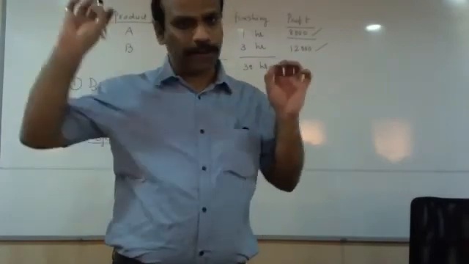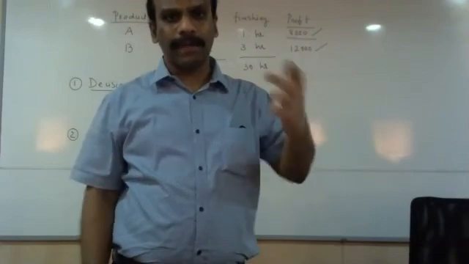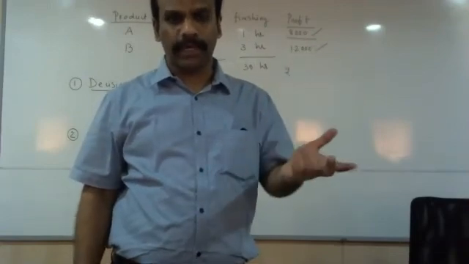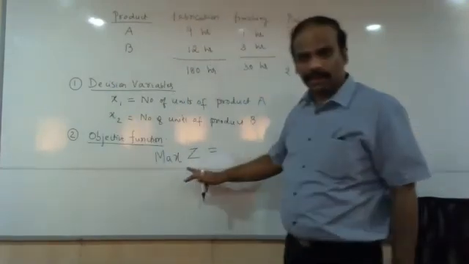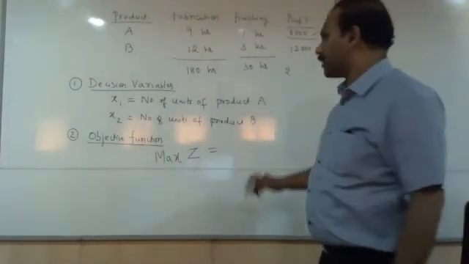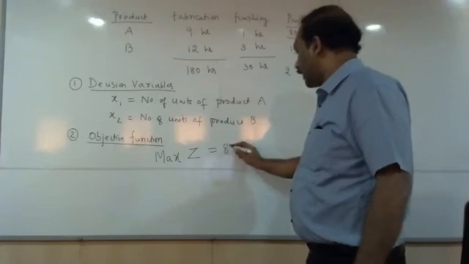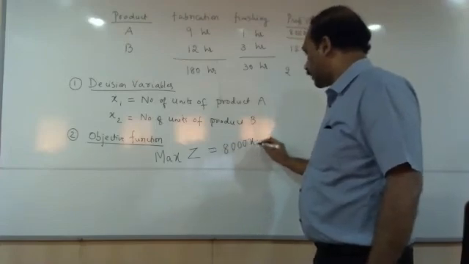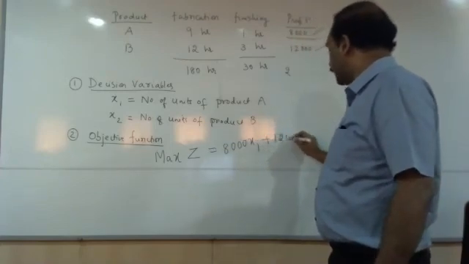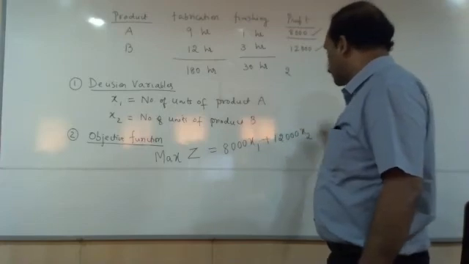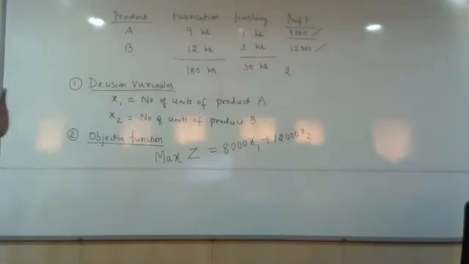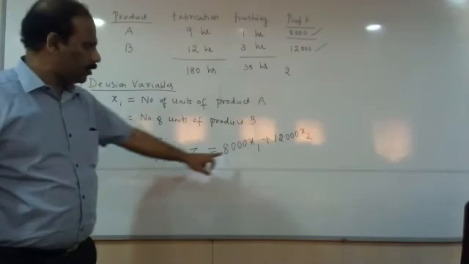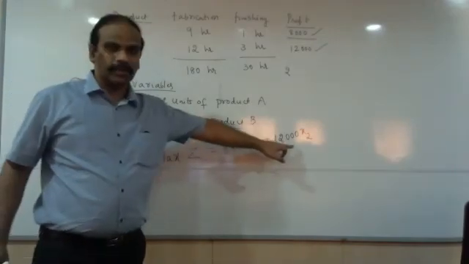The profit for an individual unit is given. If you multiply it with the total number of units you manufactured, obviously you get the total profit. So the objective function can be written as 8000 x1 plus 12,000 x2. So this is the equation which is called the objective function. Can anybody tell me the meaning of this equation now? Maximum z equals 8000 x1 plus 12,000 x2.